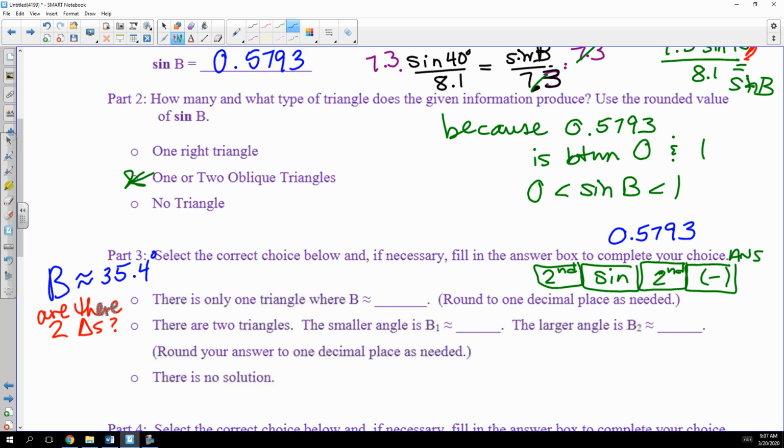To answer that question, we're going to say B sub 2 would be equal to 180 minus B minus A. So what you would type in is 180 minus the answer that you have for B, which was 35.4, minus the value of angle A, which was 40 degrees.